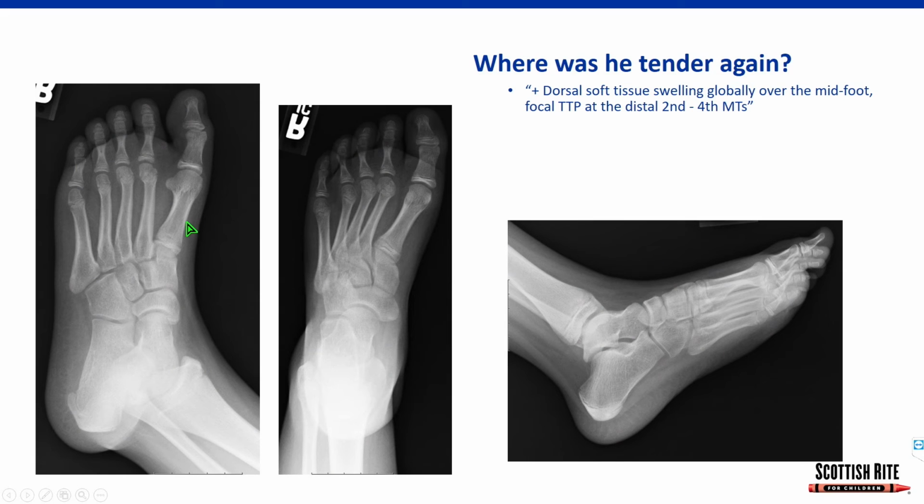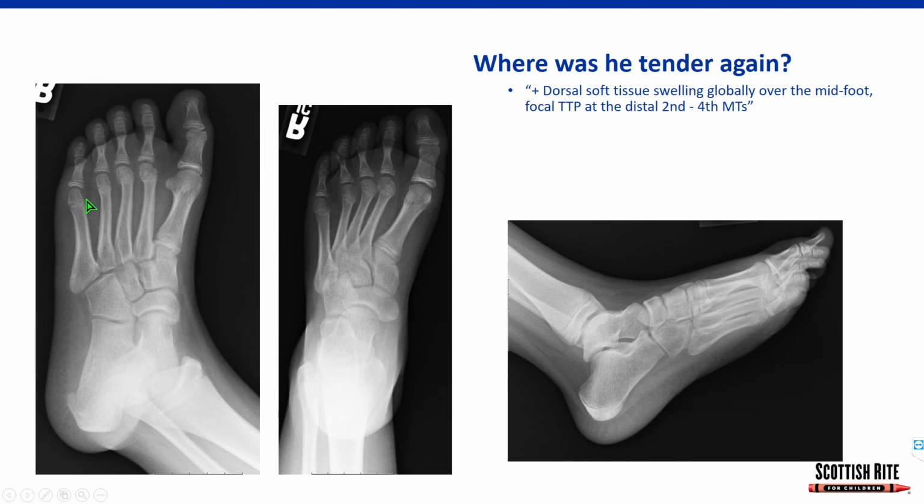AP looks okay. I'm sorry, this is actually our oblique here. Looks okay. Our AP looks good. Lateral looks pretty good. Where do we have that swelling? Again, we had dorsal soft tissue swelling globally over the midfoot, and they were focally tender at the distal end of the second through the fourth metatarsals. So that's this area right through here. And when I look at this, much like the hand, I like to compare the other digits.